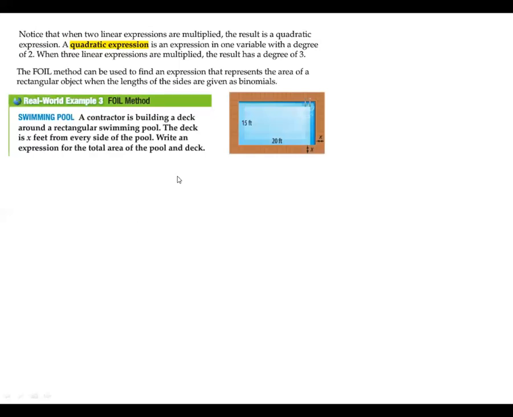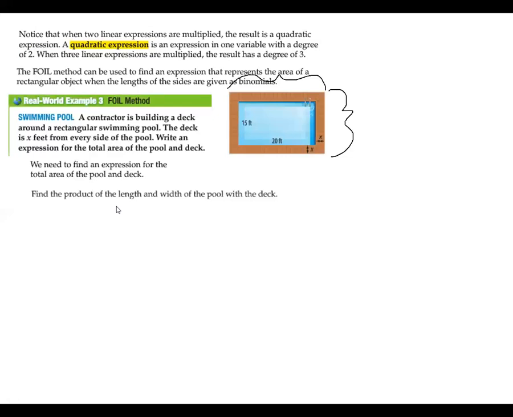Write an expression for the total area of the pool and deck. So I want the total area. I know it's 15 feet this way, but the whole deck is how far? I know it's 20 feet across, but the entire object with the deck and the pool is how far across? Well, we need to find an expression for the total area of the pool and deck. I know that area equals length times width, so I have to figure out the length of the whole pool and deck and the whole width of the whole pool and deck.